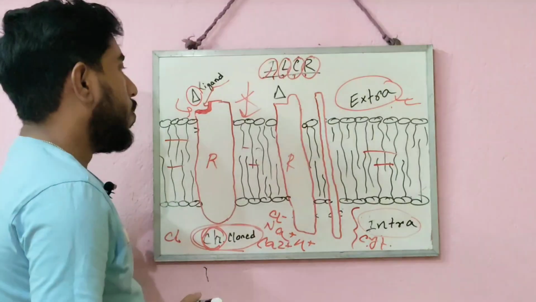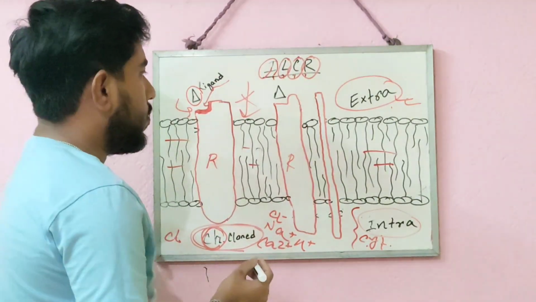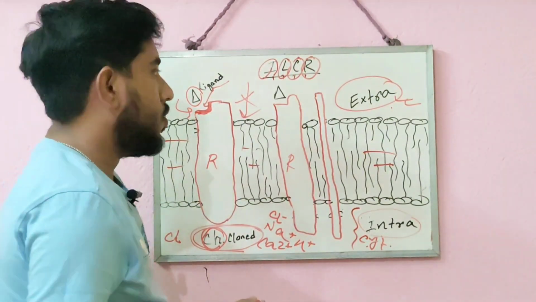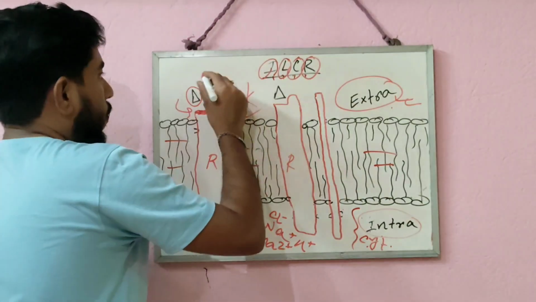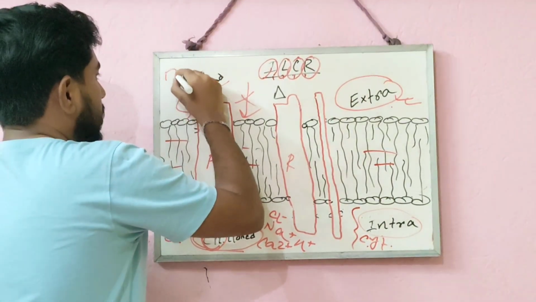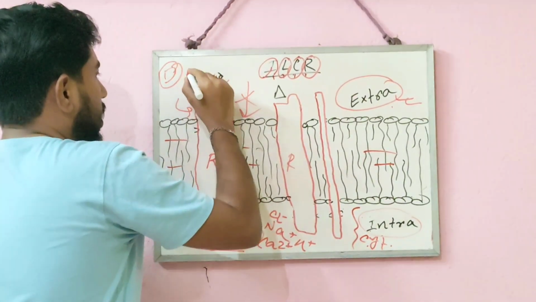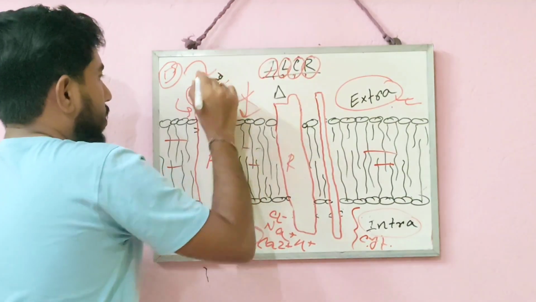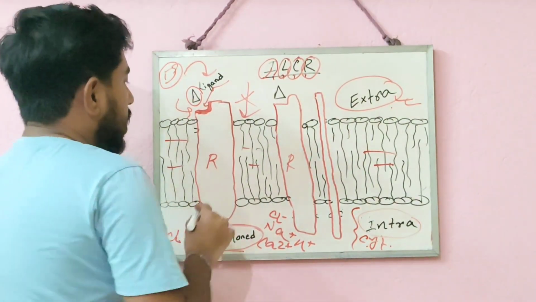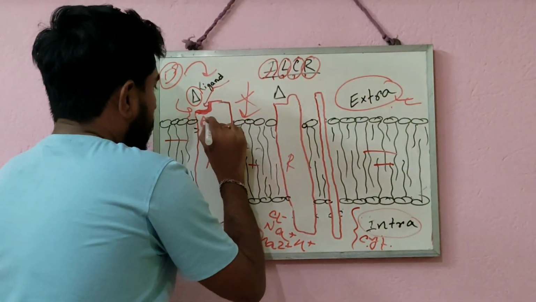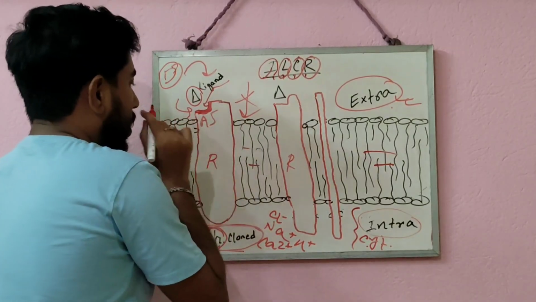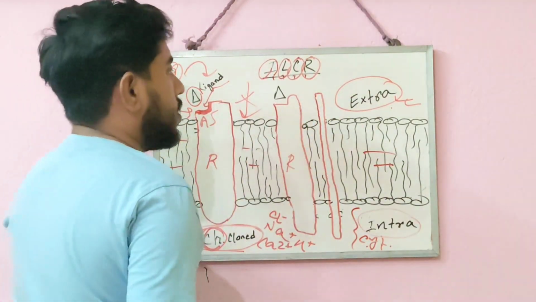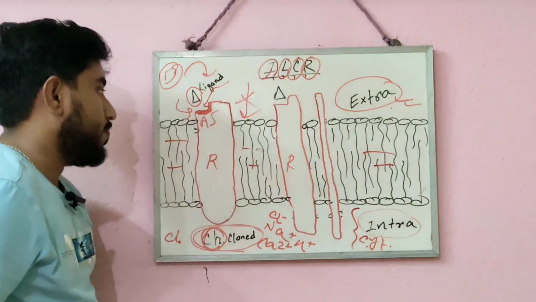So how will that receptor get activated and excited? When we take any drug, that drug contains a ligand, and that ligand will come and bind to the allosteric site of the receptor which is present in the extracellular domain part of that receptor.